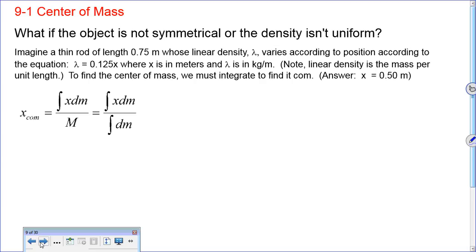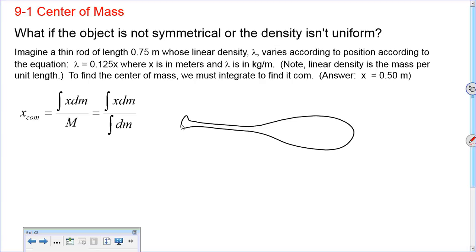Okay, so integral. All right, so what if the object isn't symmetrical? Picture a baseball bat. You know that the center of mass on a baseball bat is going to lie somewhere... I'm going to make a bad drawing, so bear with me for a minute. It's like those plastic ones you use in gym class. All right, so here's my baseball bat.